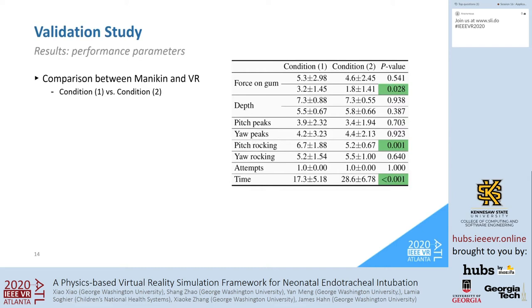With respect to subjects' performance parameters in conditions 1 and 2, the average force on gum and the pitch rocking are both significantly lower on the VR than on the mannequin, which indicates subjects performed better ETI on the VR patient than on the mannequin. There is no significant difference on the rest of the parameters except the time, which is significantly longer on the VR than on the mannequin. This can probably be explained by the fact that all the subjects had experience with mannequin-based simulators, but only one of them had experience with VR simulators and none with video games.